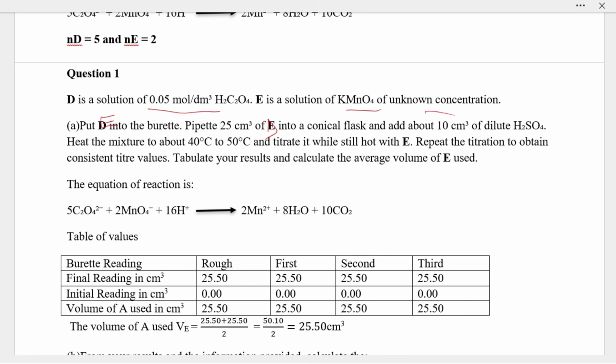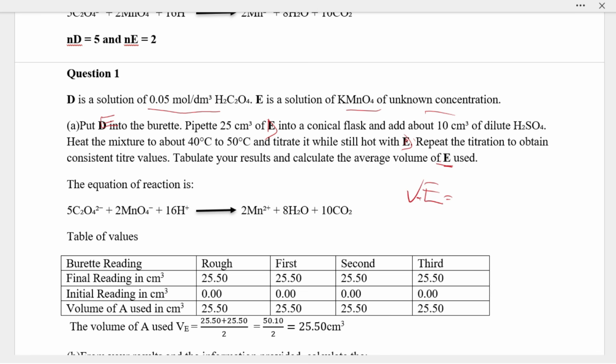When you heat the mixture, while it's still hot, you titrate your D with your E inside your burette. Of course, you are going to calculate the average volume of your E. Do you get that? So your E is now serving as what we call VE.